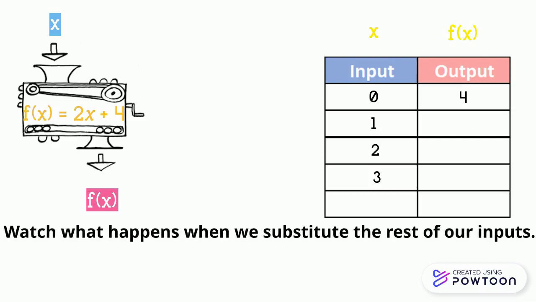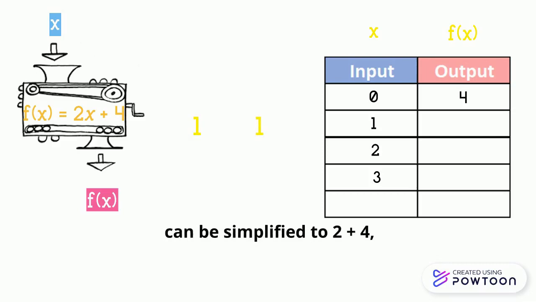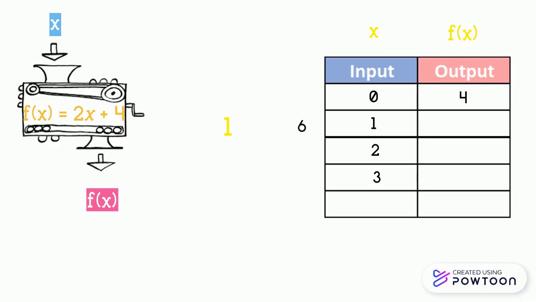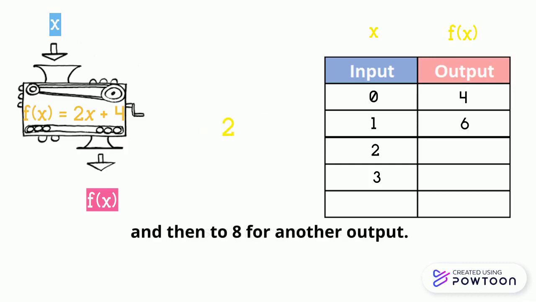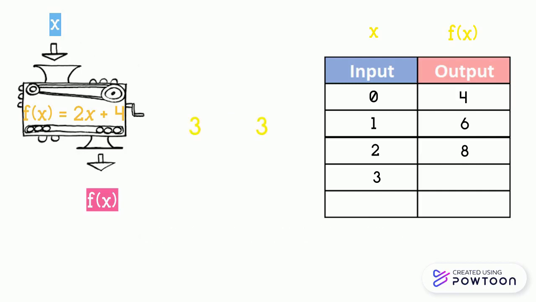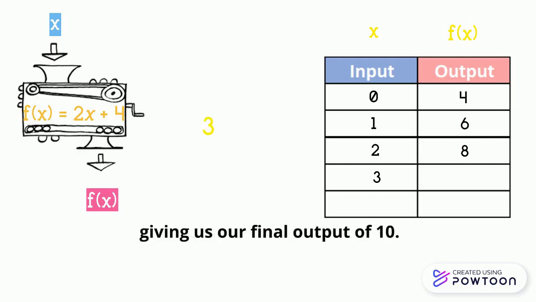Watch what happens when we substitute the rest of our inputs. For f of 1, 2 times 1 plus 4 can be simplified to 2 plus 4, and then again to 6, leaving us with our output. F of 2 equals 2 times 2 plus 4 is simplified to 4 plus 4, and then to 8 for another output. Now let's look at one last input. For f of 3, 2 times 3 plus 4 is simplified to 6 plus 4, giving us our final output of 10.